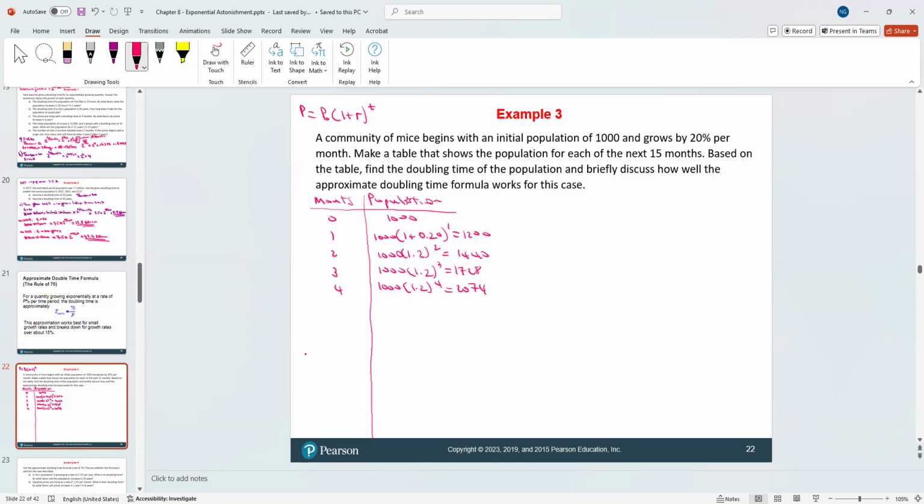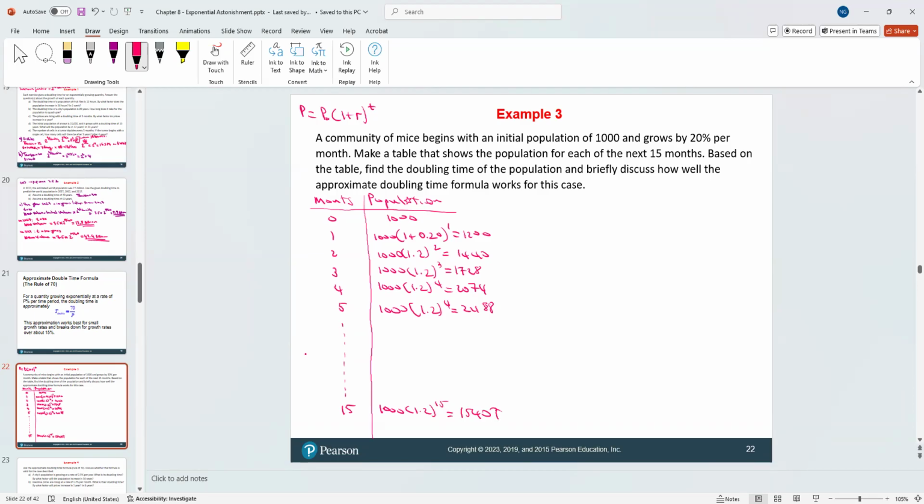That gives 2,074, etc. So what I'm going to do, because you know how to do it, I'm not going to spend the whole time. I strongly advise you to fill it in on your own, because 5 gives you 2,488. Now we can go all the way down to 15, right? When you go to 15, it's still the same thing. You take 1,000 times 1.2 power 15 because we do it for 15 months.